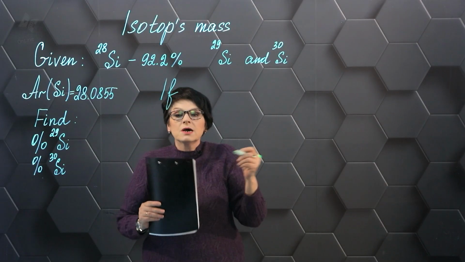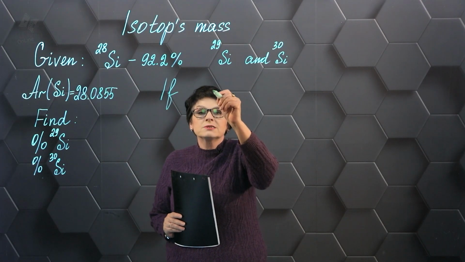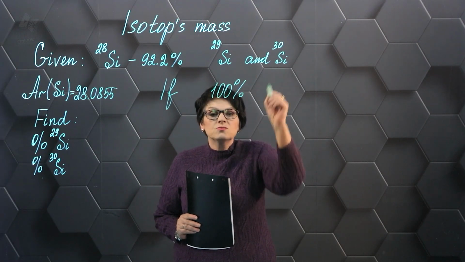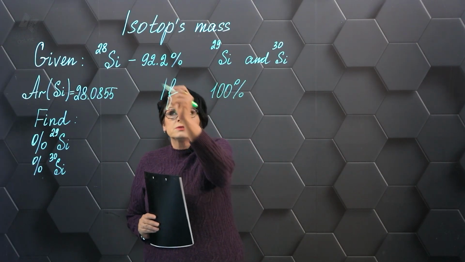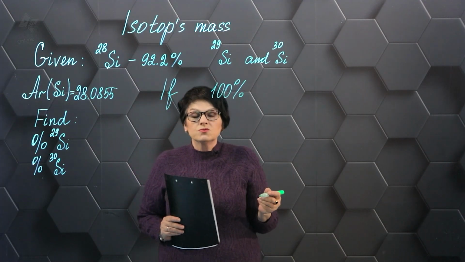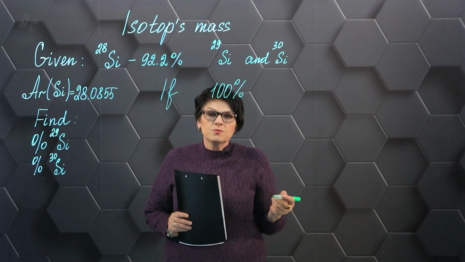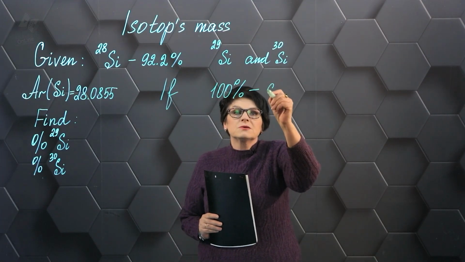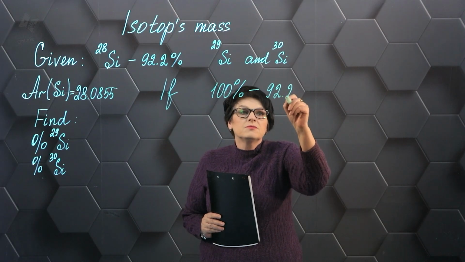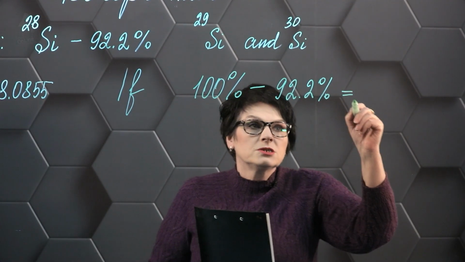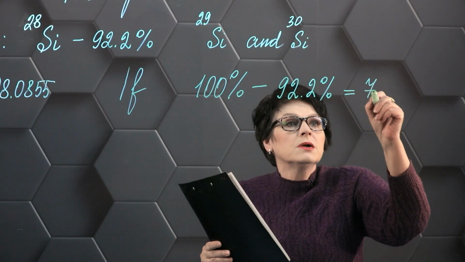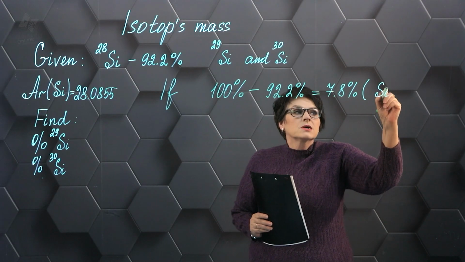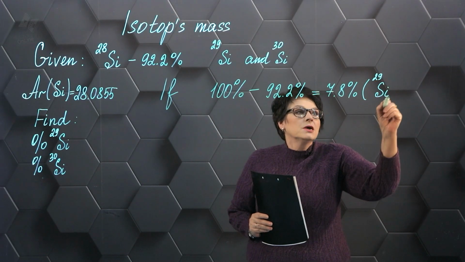First, let us determine the following way, that we have the entire composition. Obviously, silicon is 100%. It is all isotopes taken together, but it turns out we know the proportion of silicon 28. Then, if the total composition is 100%, and if we take away from this 100% the content of the 92.2% already known to us, then the remaining isotopes of silicon are 7.8%. These are both silicon, which has a mass of 29, and silicon, which has a mass of 30.